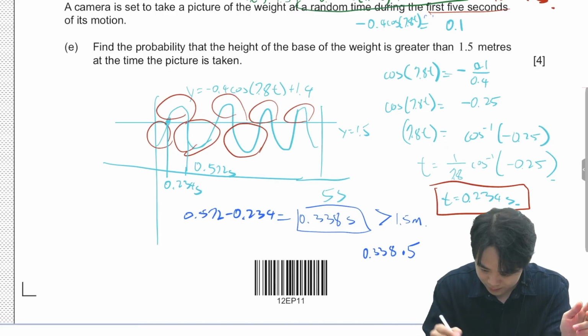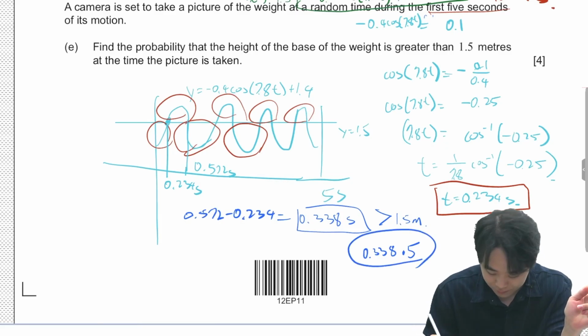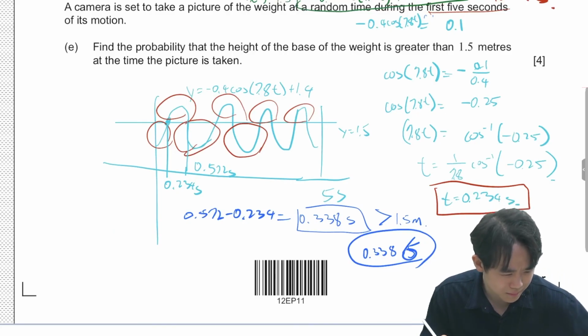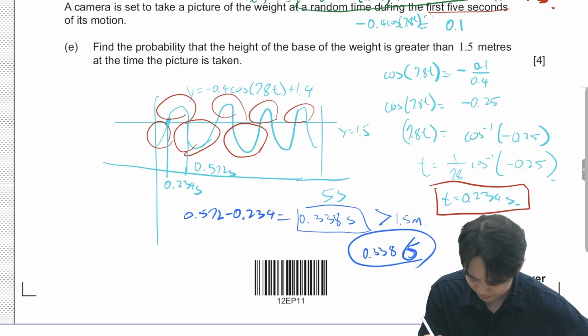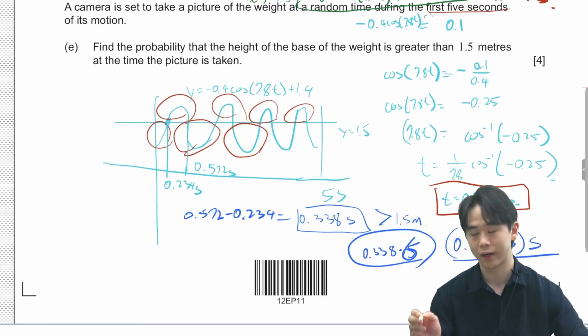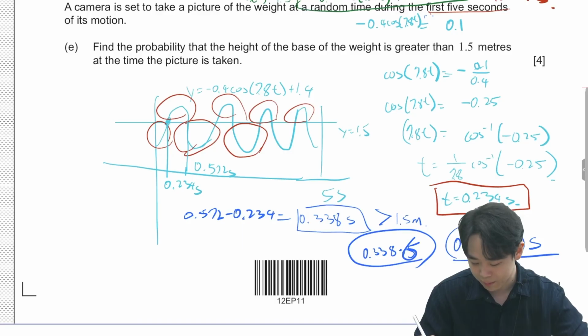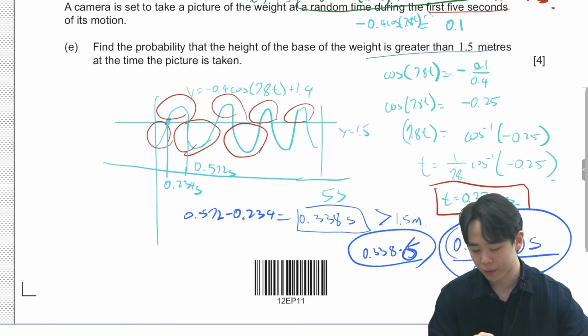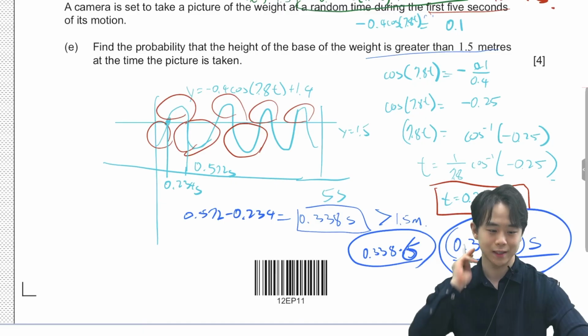So what that means is we have 6 of these cases. That's going to mean we have 0.338 times 6 seconds. That's the entire duration during which our height is above this mark over the 5-second duration. So that's going to give us roughly 0.406 as our probability. The probability that the height is greater than 1.5 meters is 0.406.